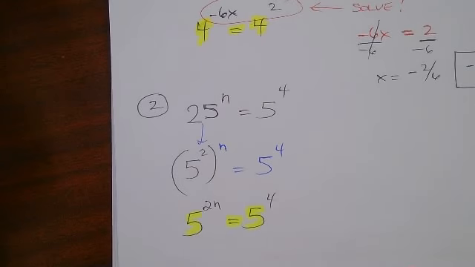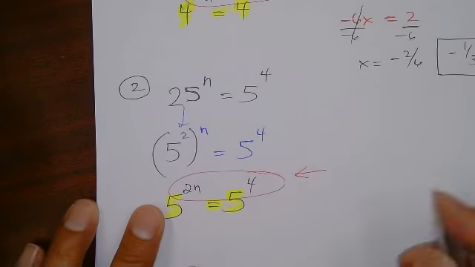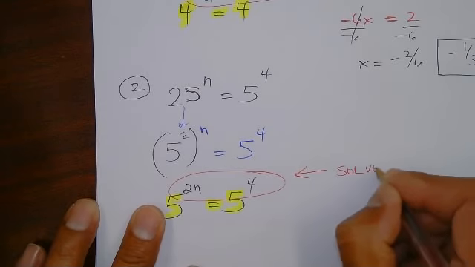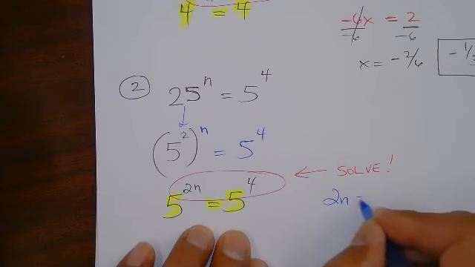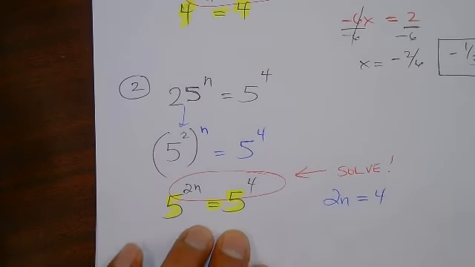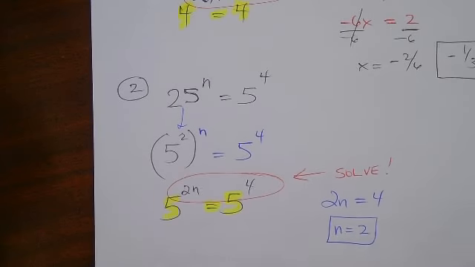I don't need to look at that number. It doesn't matter what that number is. You just got to solve what? The expressions left up here in the exponents? Yeah. What's that going to be? 2n equals 4. N is equal to 2. Yeah, we're good? That was too easy.